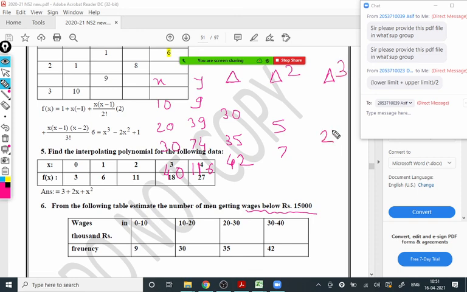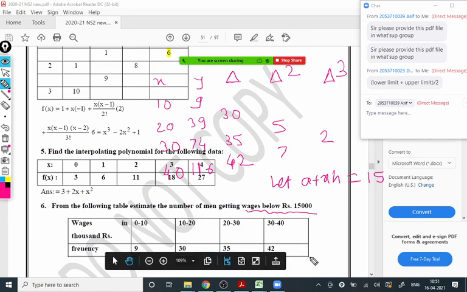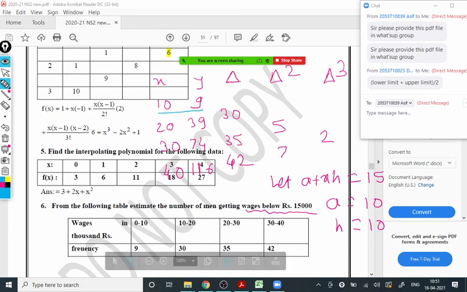Now can you tell me what is the value of a plus xh here? What should be a plus xh? 15. Very good. That's the correct answer because we want below 15,000. What should be a? 10. What is h? 10. Correct.